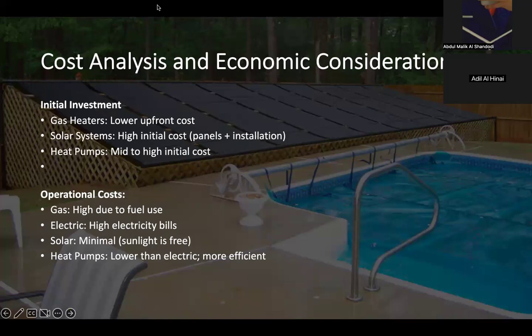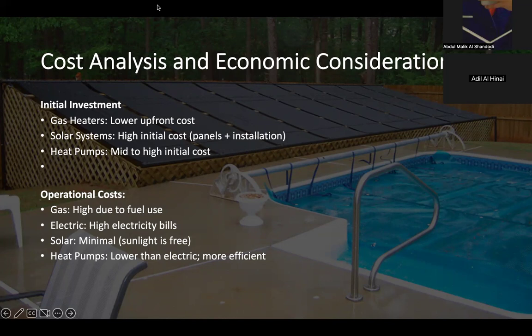Initial cost of pool heaters is huge. Gas heaters tend to have small installation cost, while solar and heat pump systems typically will require larger investments at the beginning, but will result in savings from then going into the future.